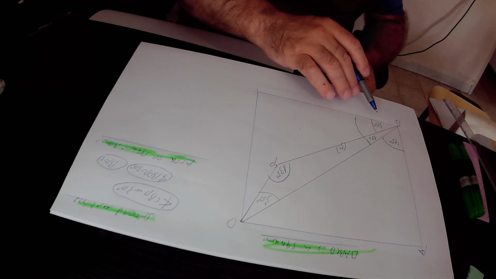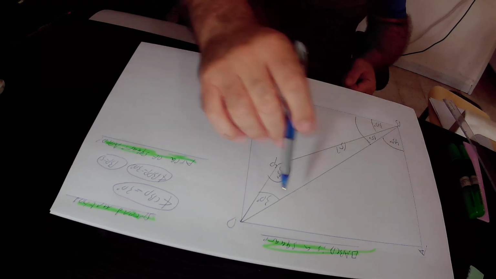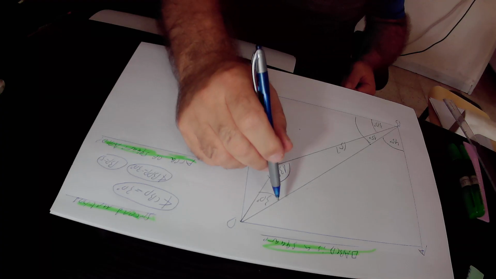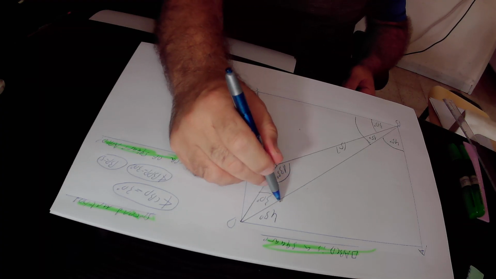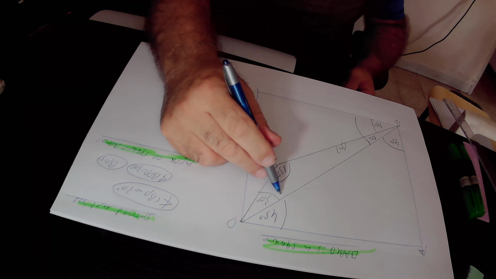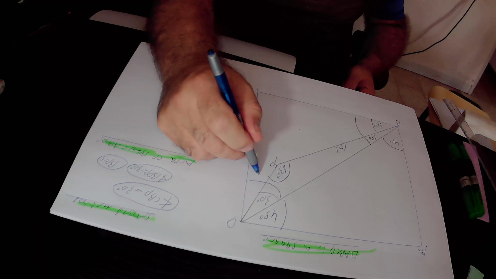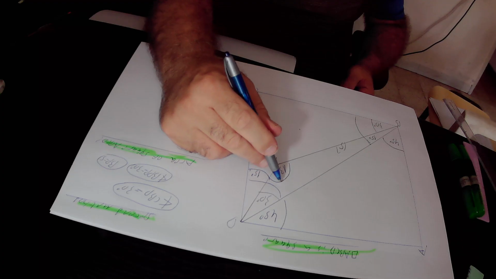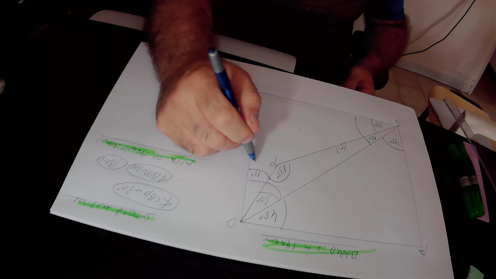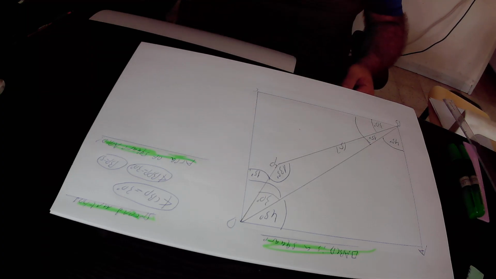Diagonal BD bisects angle ADC into two halves, so the first half is 45 degrees. This is the second half, which is also 45 degrees, and therefore this missing angle must be equal to 15 degrees, because 15 plus 30 degrees is 45 degrees, that is the size of this second half.